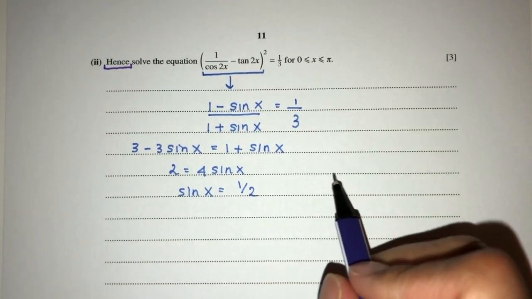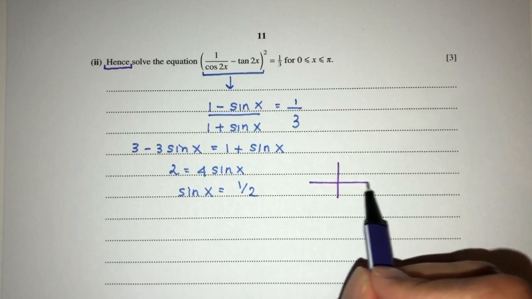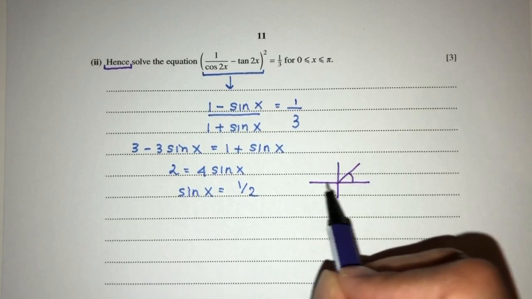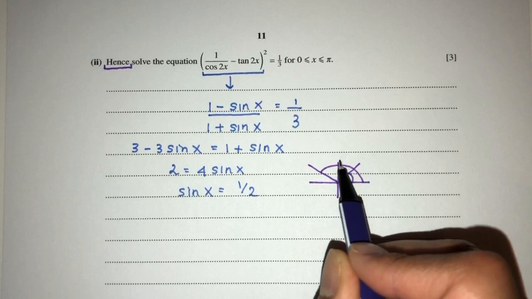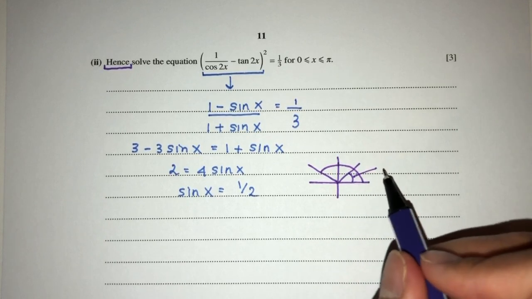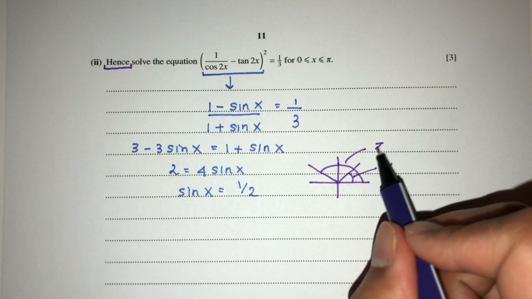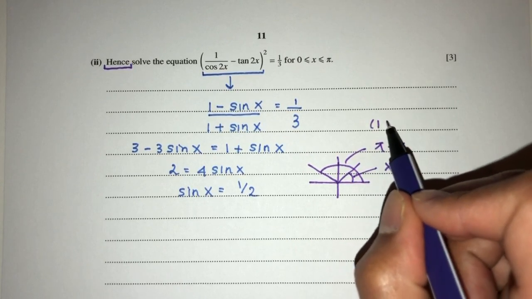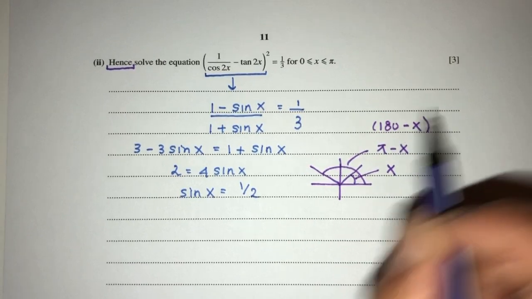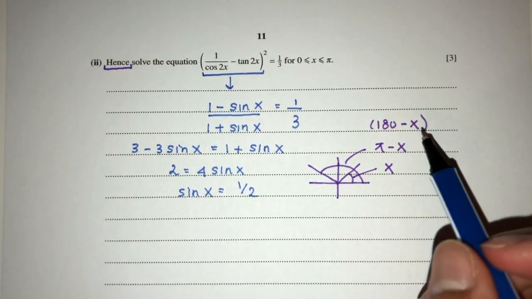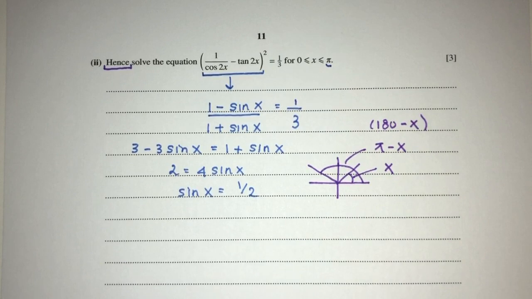Now as you can see, it is positive. It will be in the first quadrant and in the second quadrant. This first one is just the value of x directly, and this will be the value of pi minus x, which is 180 minus x, right? Same thing. Because here we are working with radians, we have to keep in mind to have the answers in radians as well.